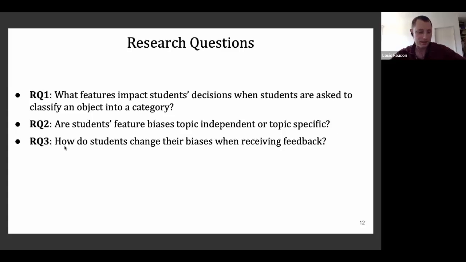And finally, one very interesting question is, how can we change this bias? I will just study that when we give negative feedback to the answer of the students, do they change the bias with which they answer categorization questions?